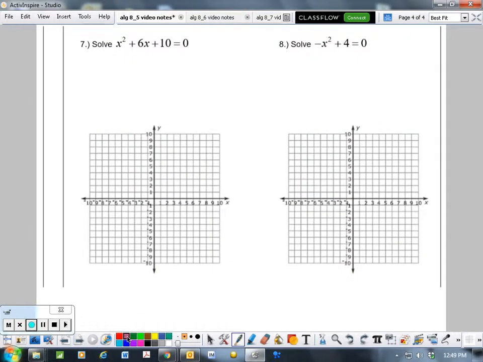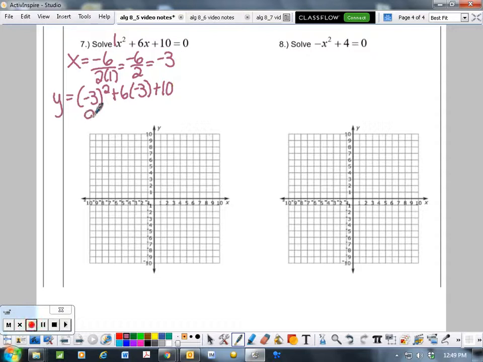We're going to go ahead and our a is 1, our b is 6, so x equals negative b over 2 times a. So negative 6 over 2, which gives us negative 3. We then plug that in, so y equals negative 3 squared plus 6 times negative 3 plus 10. So this gives us 9 minus 18 plus 10. Negative 9 plus 10 gives me 1. So my vertex is at negative 3, 1.